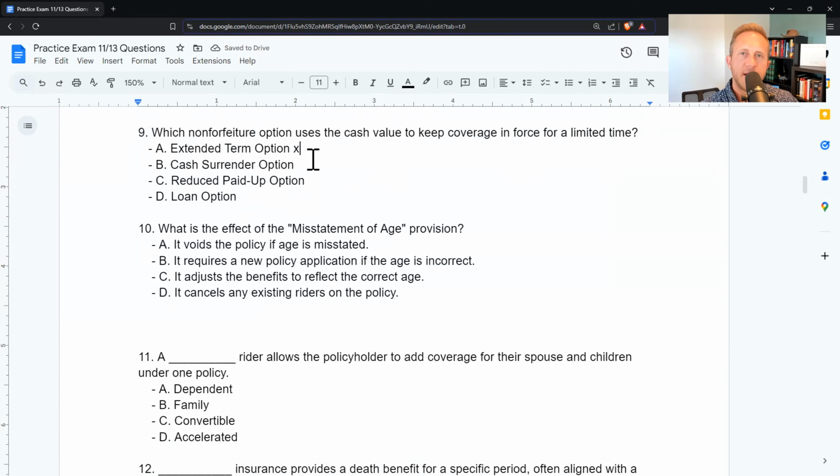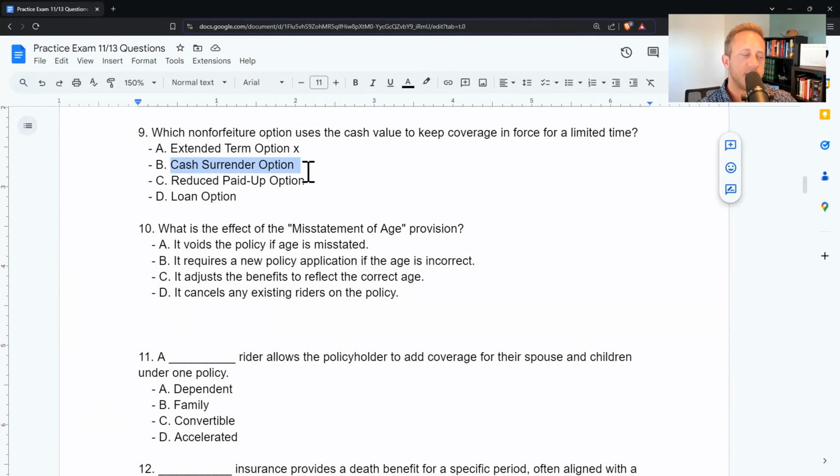So in an extended term option, I have some videos that cover this, but in the extended term option, the cash value is used to buy a term policy that equals the face amount of the whole life that the cash value is in. So say there's $1,000 in cash value in a $20,000 whole life policy, and you want to exercise the extended term option, that will buy a $20,000 term for however many years the $1,000 of cash value will buy it for.